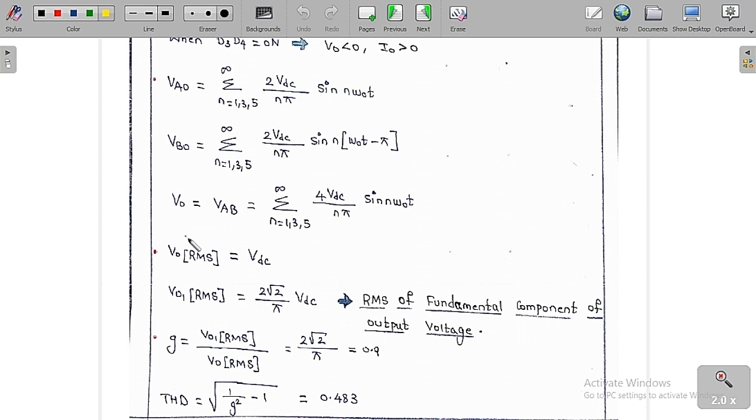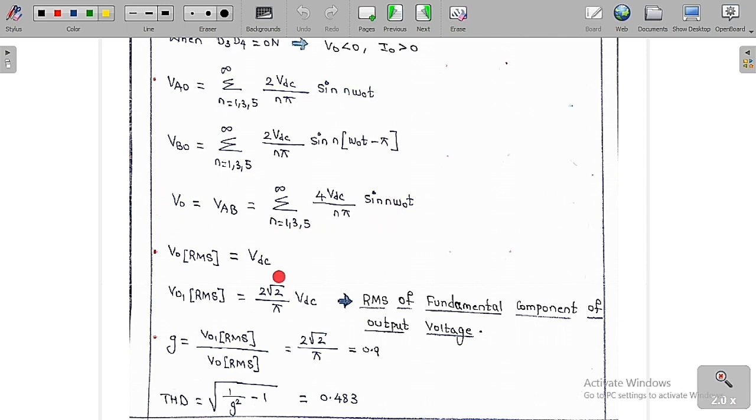So if you want the output voltage, it is equal to VAB, which is VA0 minus VB0. So if you do these things, finally we are going to get sigma n equal to 1, 3, 5 up to infinity, 4 into the peak value, which is VDC by n pi sine n omega naught t. So this is the expression that we are going to get for the output voltage.